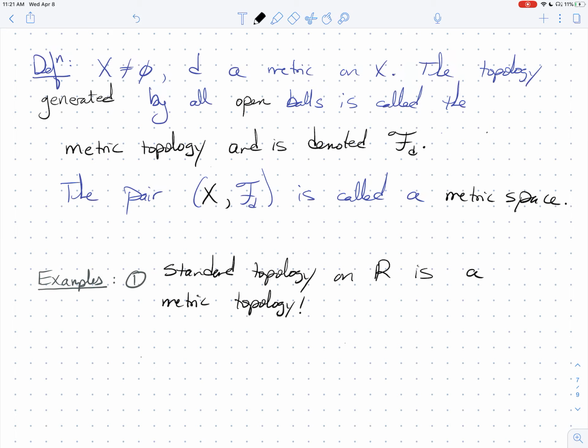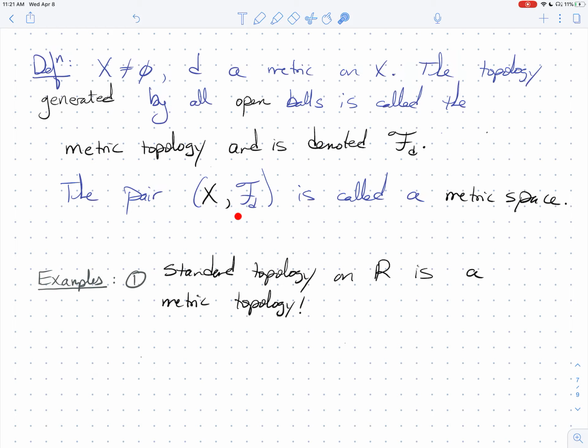Not too much left. So last time we showed that if you take the collection of all open balls under a metric, that collection actually is a base for a topology. It generates a topology on your set. And so I want to give that a name. So here's our setup. We have a non-empty set, a metric on our set, and then we're going to call the topology generated by all the open balls the metric topology. And we're going to denote it by T sub d, where d is our metric.